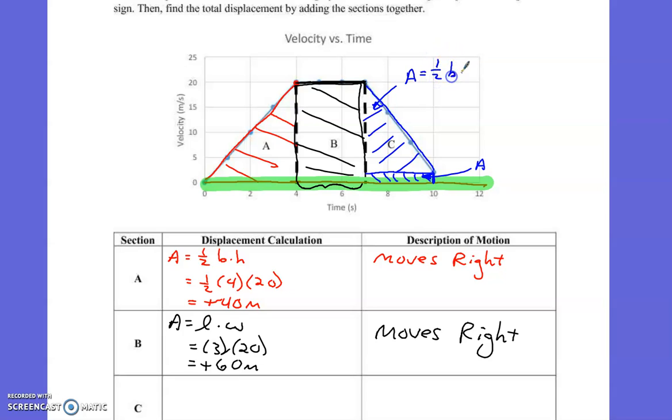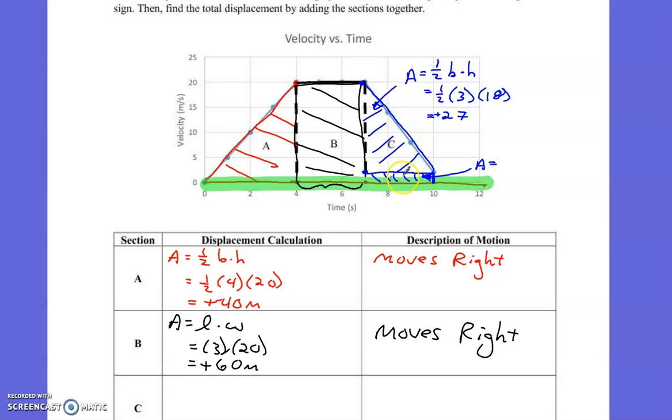We have 1/2 the base times the height. The base in this case is from 7 to 10, which is 3. And the height, we're only talking about this triangle here. So from here, which is 2, up to here, which is 20. So that height is actually 18. Again, it's the height of just the triangle from 2 up to 20. So it's 18. We multiply this together, and we get 27. It's positive because it's above the axis.